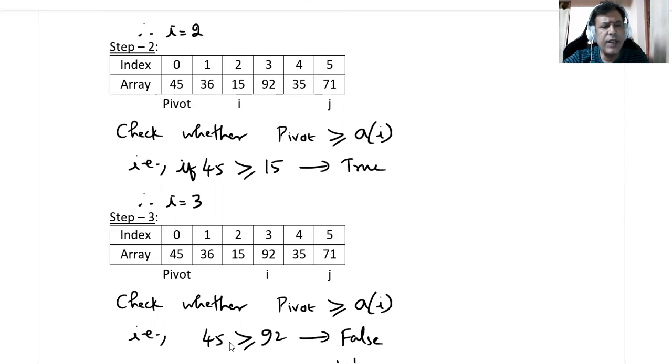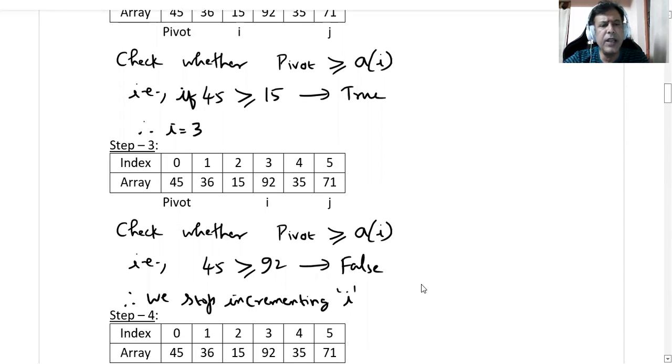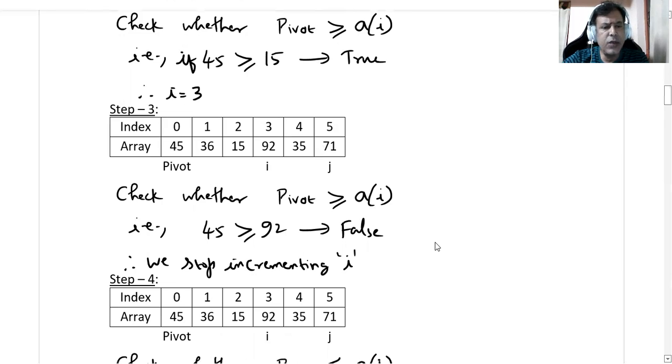You notice that 45 is not greater than 92. That means it is false. So what you do, you stop incrementing I. Now you start with right to left, that is J.